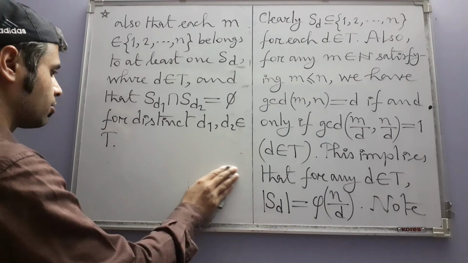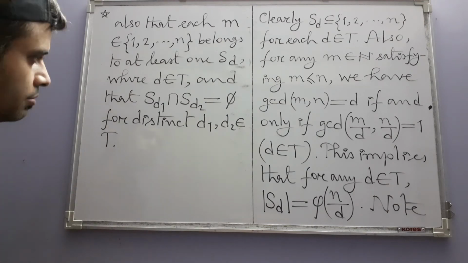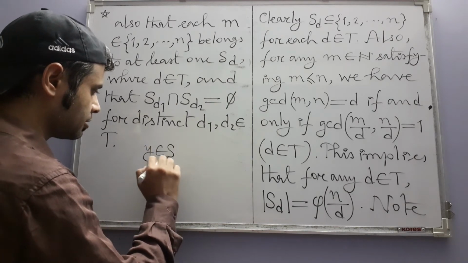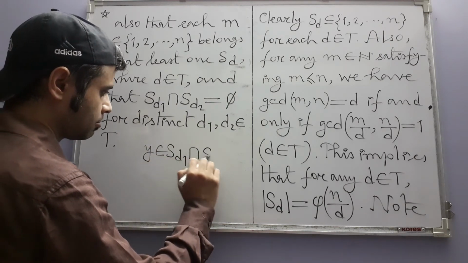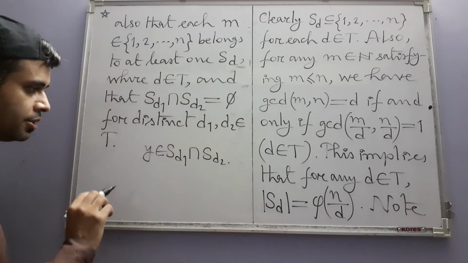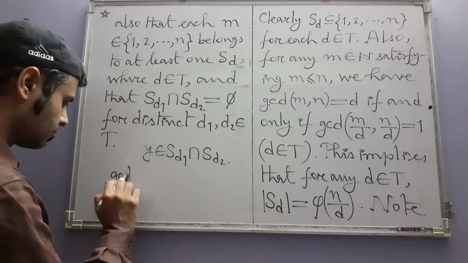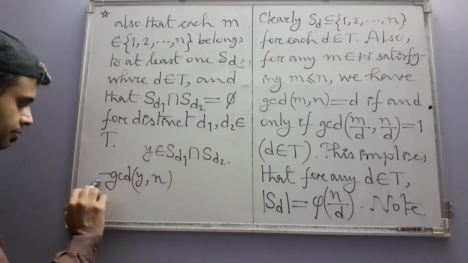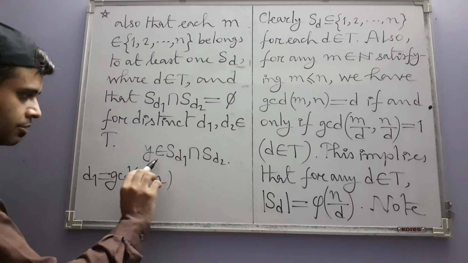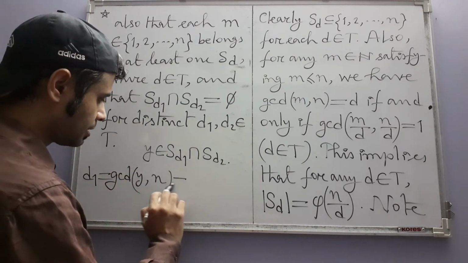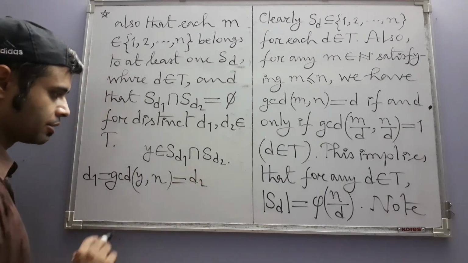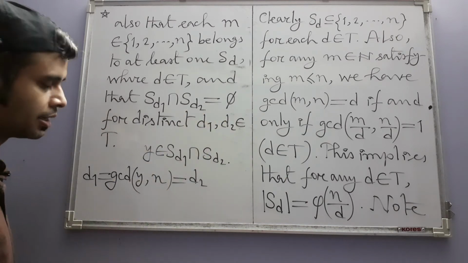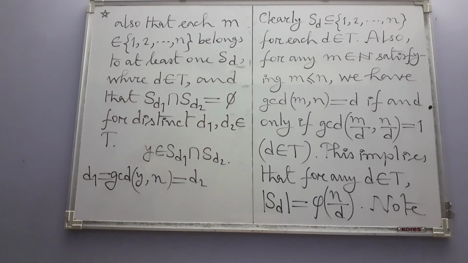If this were not the case, say this is not empty, you would then have something in this intersection, right? But then by the definitions of these sets, GCD of Y and N should be, on one hand, equal to D1 because Y belongs to SD1, on the other hand equal to D2 because Y belongs to SD2, but that contradicts the distinctness of our choice of D1 and D2. Okay, so now we have all the pieces.